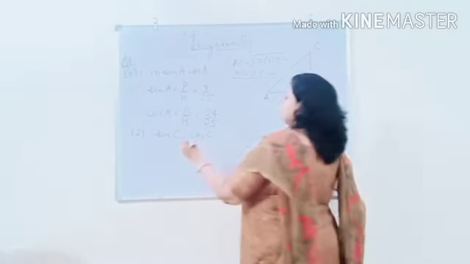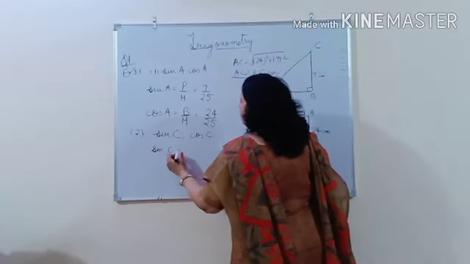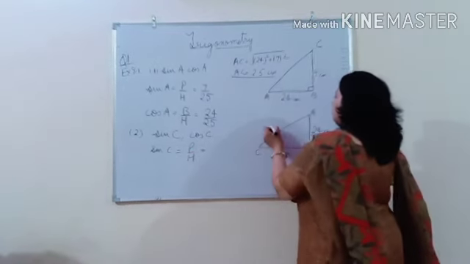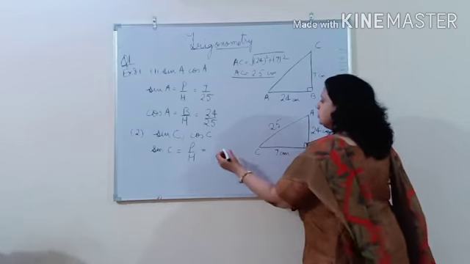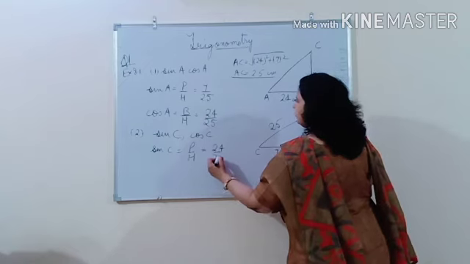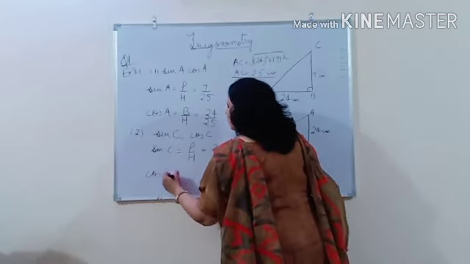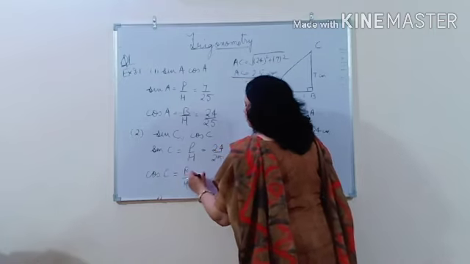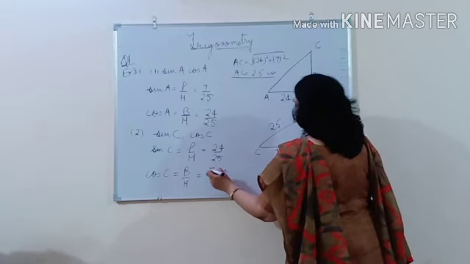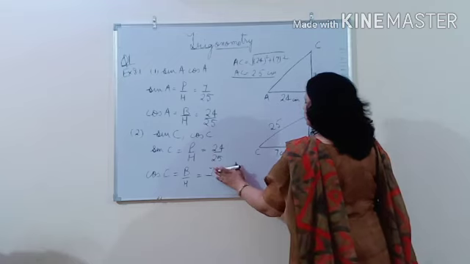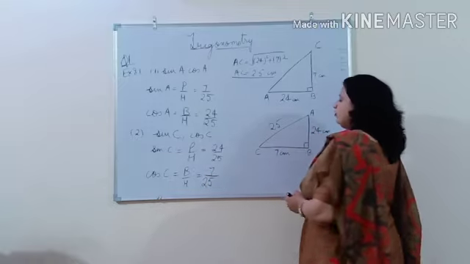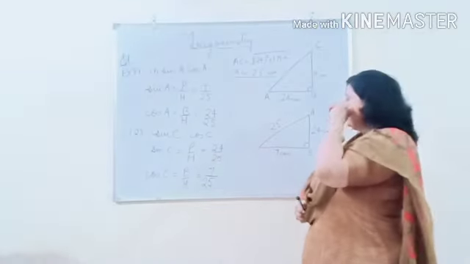Now sin C will be equal to perpendicular upon hypotenuse. Hypotenuse comes out to be 25, which we have calculated above, so this will be equal to 24 by 25. And cos C will be equal to base upon hypotenuse. Base is 7 cm and hypotenuse is 25, so this will be 7 by 25. Both are ratios, so we don't have units; centimeter will be cancelled. It is 7 by 25.